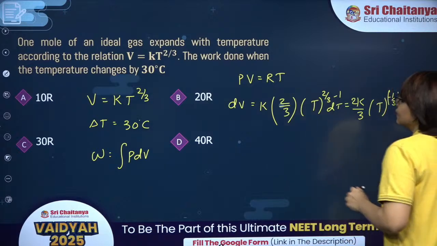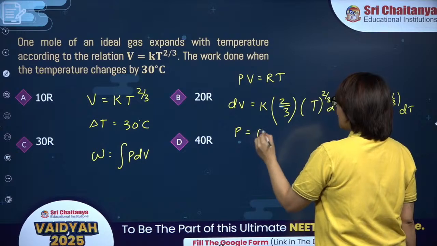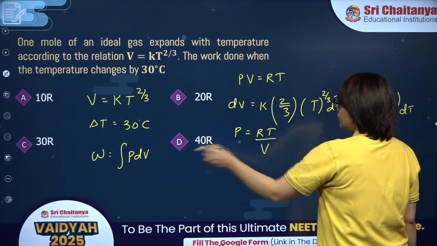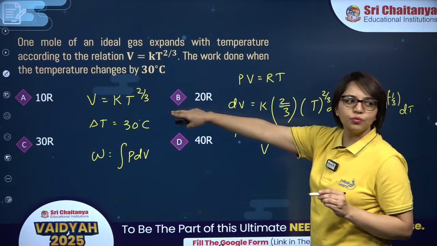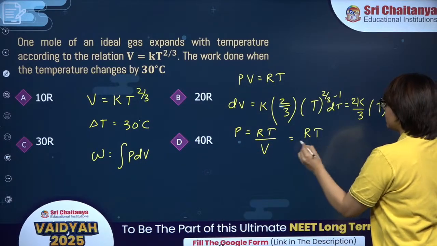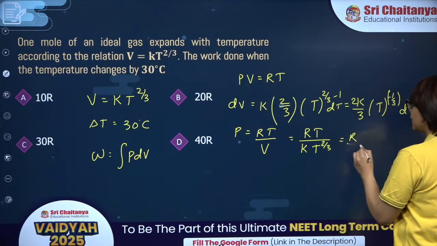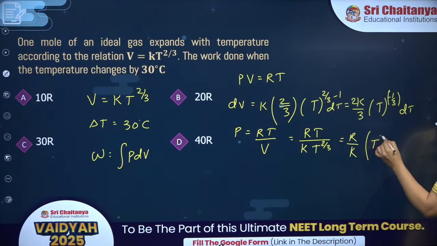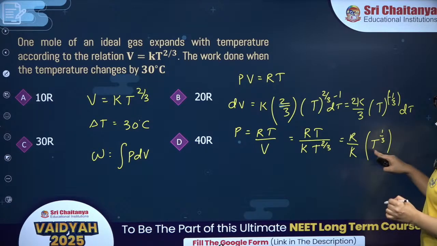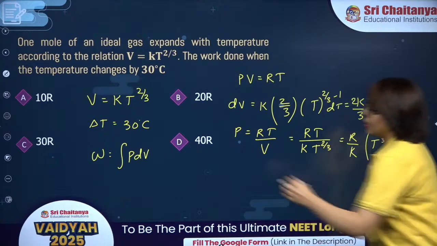So we have dV value this much and pressure will be RT upon V. So when you put pressure as RT upon V, but V is K times T to the power 2 by 3, it will be RT divided by K times T to the power 2 by 3, which is R by K times T to the power 1 by 3, right? So we have pressure value in terms of temperature, we have dV value in terms of temperature. Let's put it here in this formula.